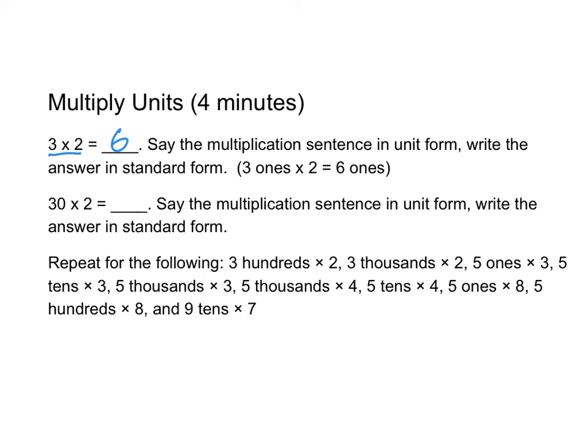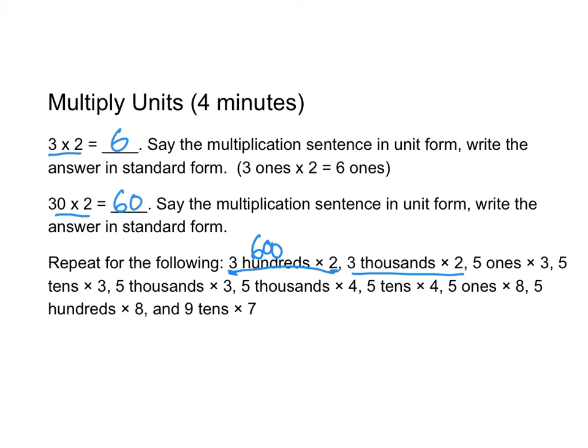Okay, the second one, 30 times 2, that would be 3 tens times 2. Well, 3 tens times 2 is 6 tens. 6 tens in standard form would be 60. All right, we're going to keep going on that theme. 300 times 2. Well, we can multiply the 3 and the 2, and we can say, well, we've got 6 hundreds. 6 hundreds in standard form is 600.